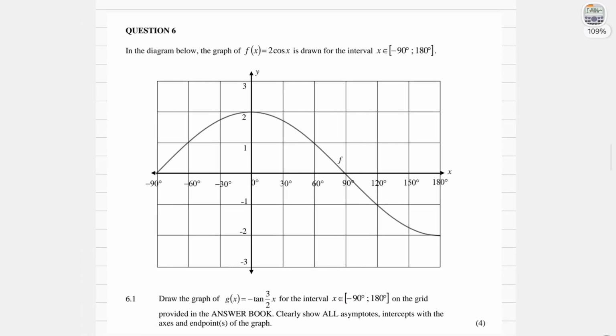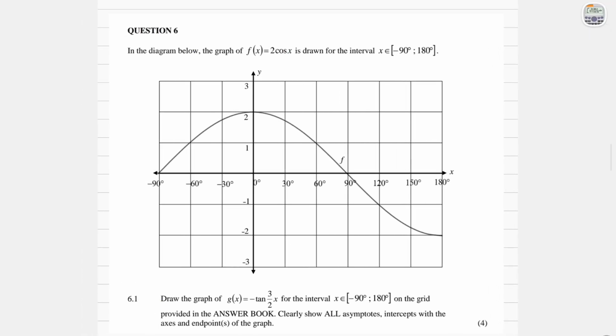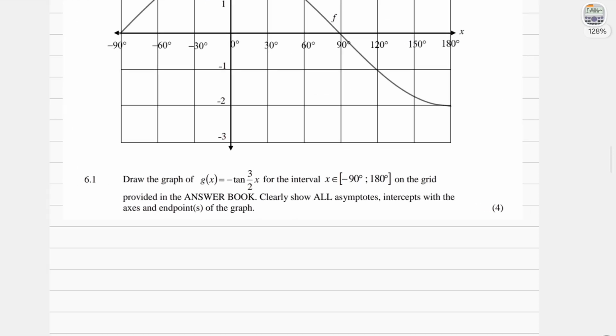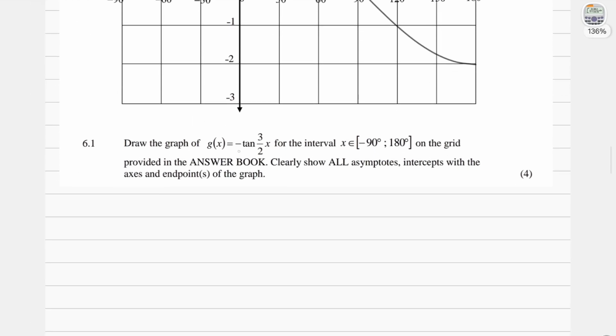Question 6 says, in the diagram below, the graph of f of x is equal to 2 cos x is drawn for the interval where x is an element of negative 90 degrees to 180 degrees. And 6.1 says, draw the graph of g of x, which is equal to negative tan of 3 over 2 x, for the same interval, on the grid provided in the answer book. Clearly show all asymptotes, intercepts with the axes, and endpoints of the graph.